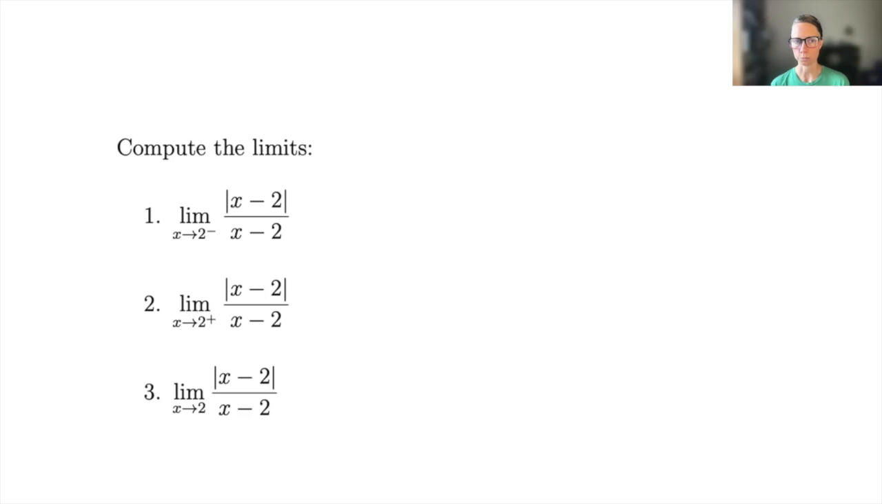In this video, we will be computing some one-sided limits. The first thing to notice is what happens when we just try plugging and chugging. If we let x be 2, what do we get? We notice that we end up with a 0 on the numerator and a 0 on the denominator, and we do not know how to handle this.